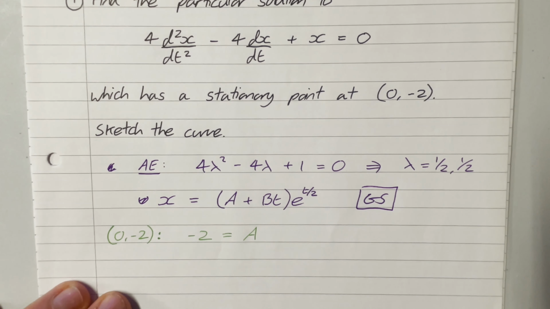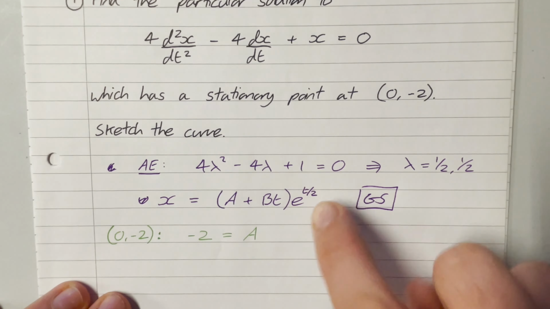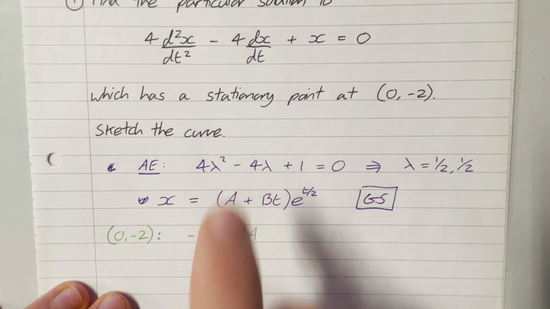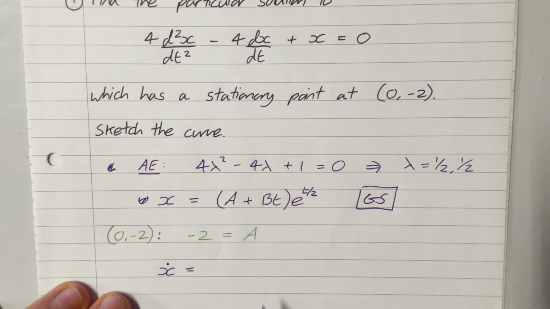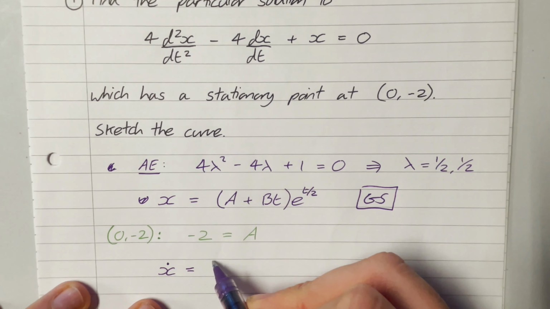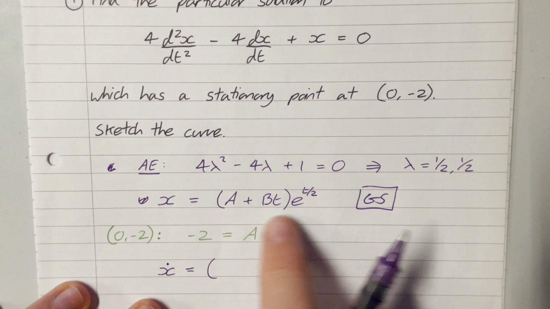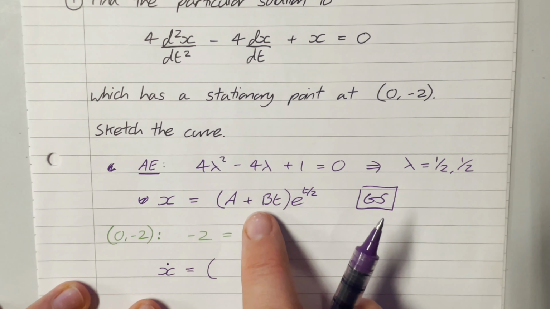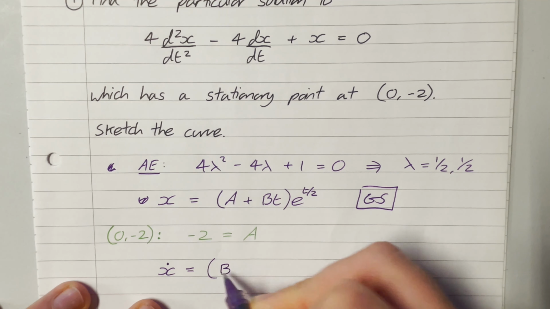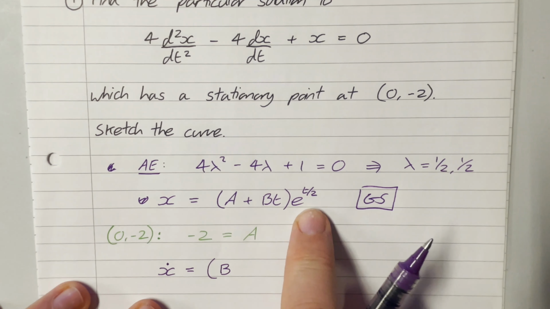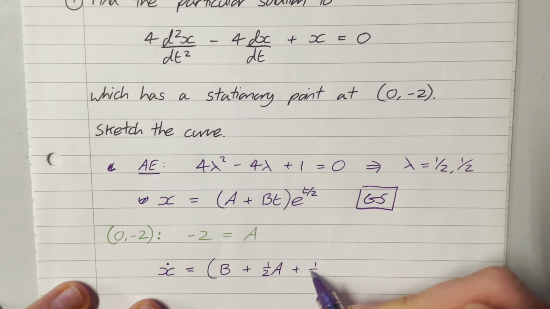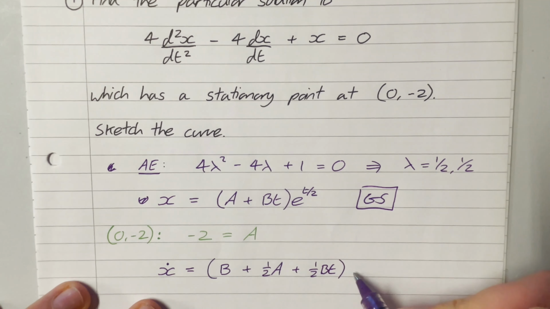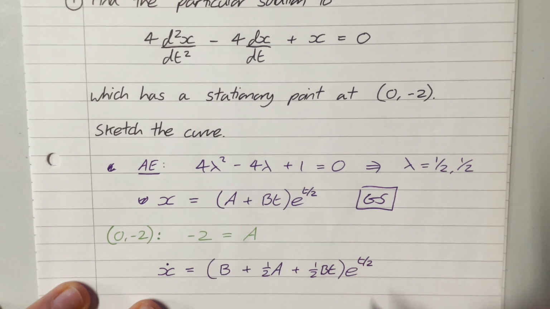Excellent. Right, I now need to differentiate this because my other condition is all to do with the stationary point. So I need x dot, or dx/dt, if you like. So I'm going to differentiate this using the product rule because I've got a product of 2 functions of t. If I do this times the differential of this, that's just going to give me a b. And then I've got this times the differential of this, so that's going to times those by a half. So I've got x dot equals b plus (a/2 + bt/2) times e^(t/2). Okay. Now I can plug in my condition.